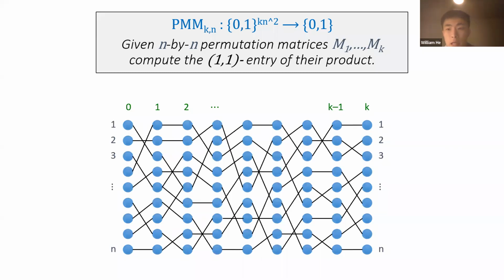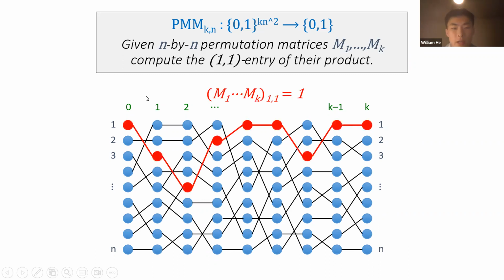For intuition and perhaps also visualization, we can think of this in terms of the action of the group of n by n permutation matrices on the set 1 through n. And all this problem is asking is, given M1 through Mk, does the permutation product M1 through Mk send 1 to 1? In the illustration, we see that 1 does get sent to 1. So indeed, the 1-1 entry of M1 through Mk will equal 1.